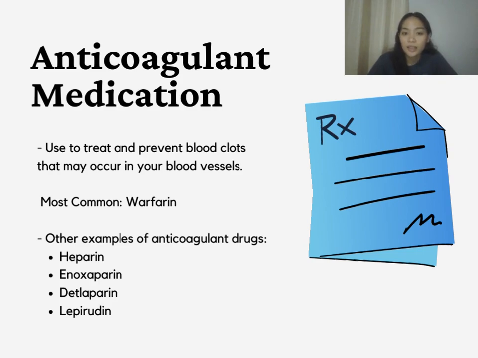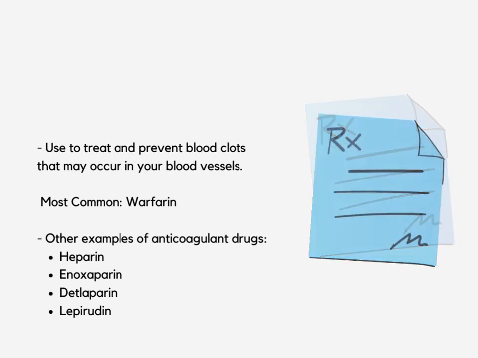Warfarin is the most common anticoagulant drug. It is an oral medication that prevents the absorption of vitamin K, thus preventing the formation of blood clots. Other examples are heparin, enoxaparin, dalteparin, and lepirudin.